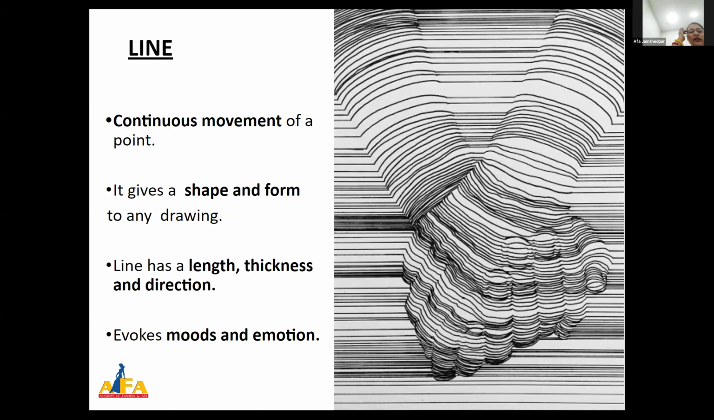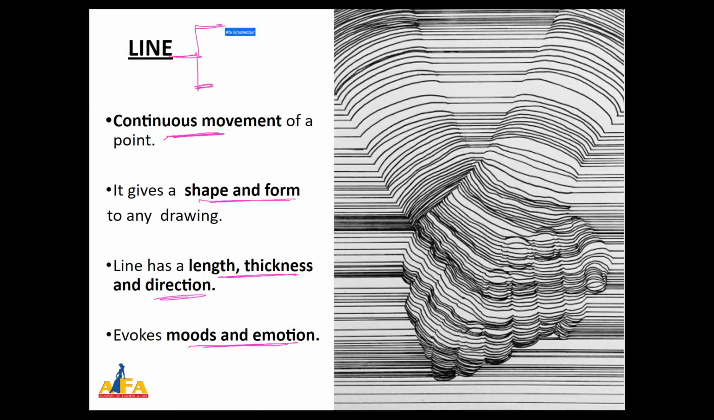Yes, beta. Fundamentals and elements, they are the same. Okay? Now I'm writing. See, I'm telling you. Lines are continuous movement of point. It gives shapes and form. Line has length, thickness, and direction. It evokes moods and emotions. Yes, it is correct. आप lines के types भी लिख लो. ठीक है? Lines के types.